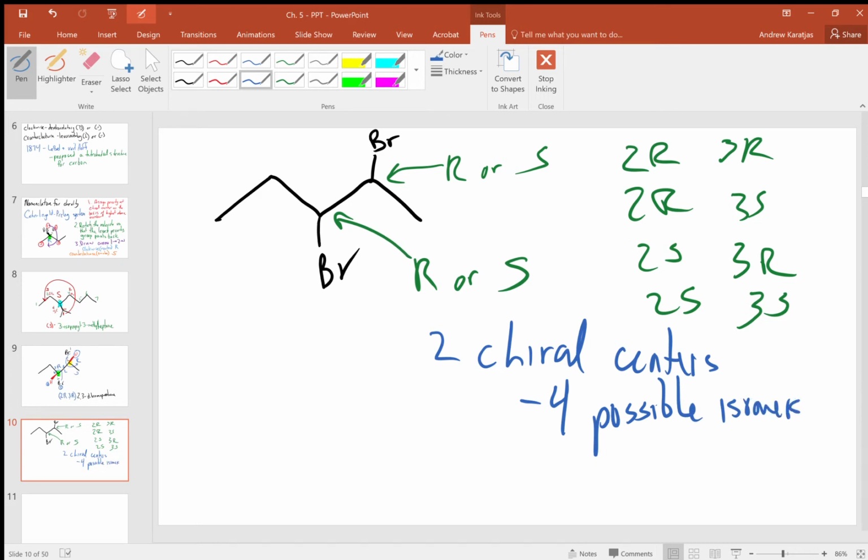What if we had 3 chiral centers? It's going to double again. We'd have 8 possible isomers, and so on from there.